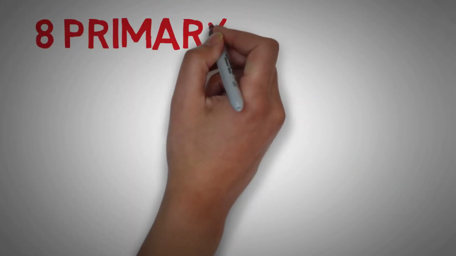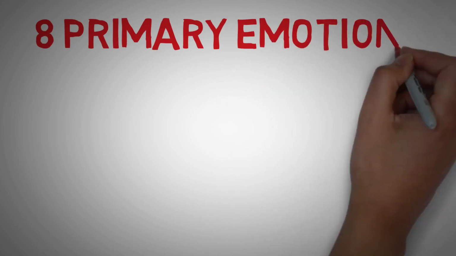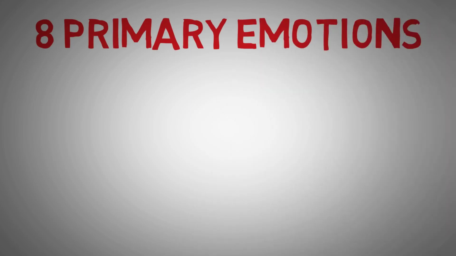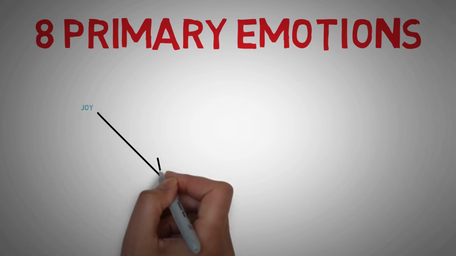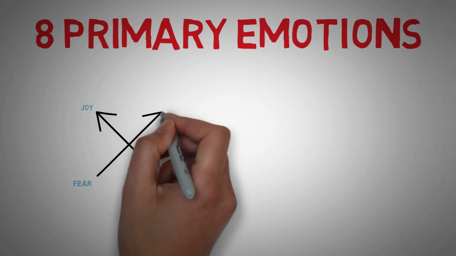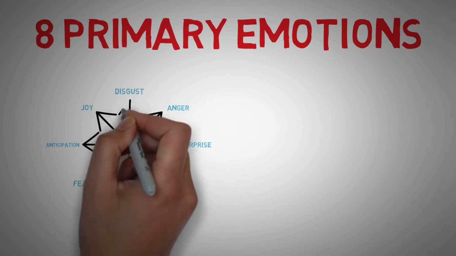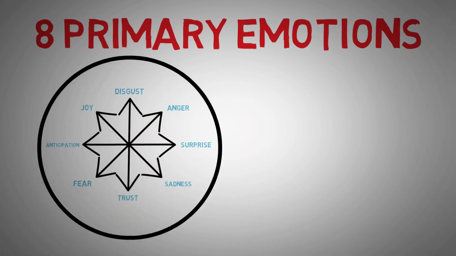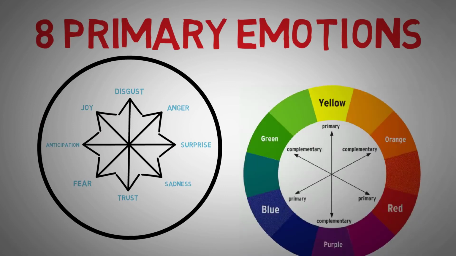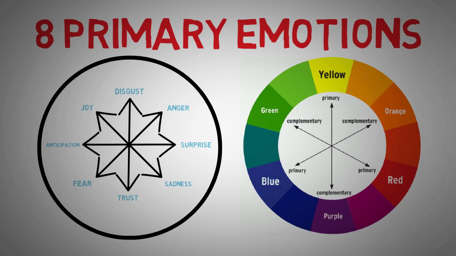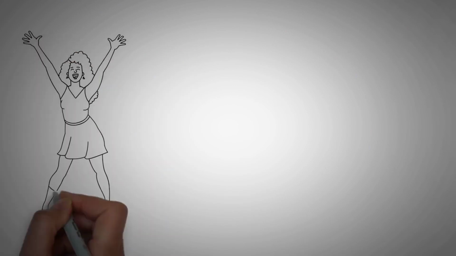Plutchik believed that humans experienced 8 primary emotions, and each of these emotions has a polar opposite that is also included on the wheel. For example, joy and its opposing emotion, sadness; fear and its opposing emotion, anger; anticipation and its opposing emotion, surprise; and lastly, disgust and its opposing emotion, trust. Already, this wheel begins to resemble a color wheel, but there is much more to the emotion wheel than just the 8 primary emotions.